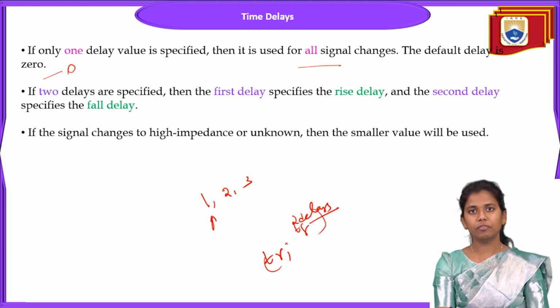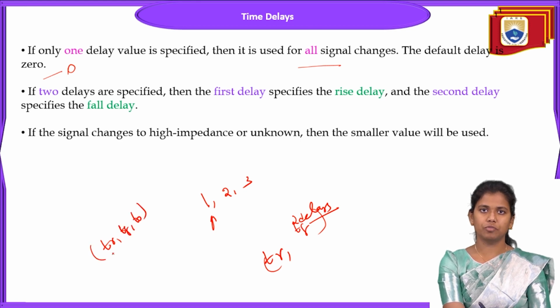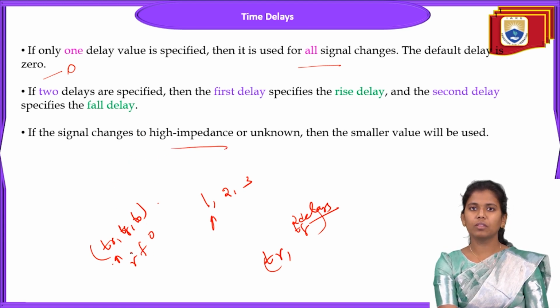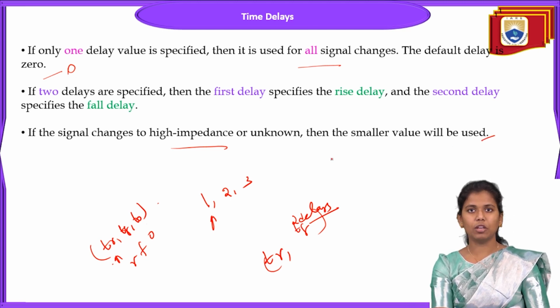And then if you have a three delay transition, usually we have rise time, fall time and turn off time. So when you are in the program, if you have a three delay transition signal, then these three delays are with respect to rise time, fall time and the turn off time. Here, if the signal is in high impedance or unknown, then the smaller value will be used.